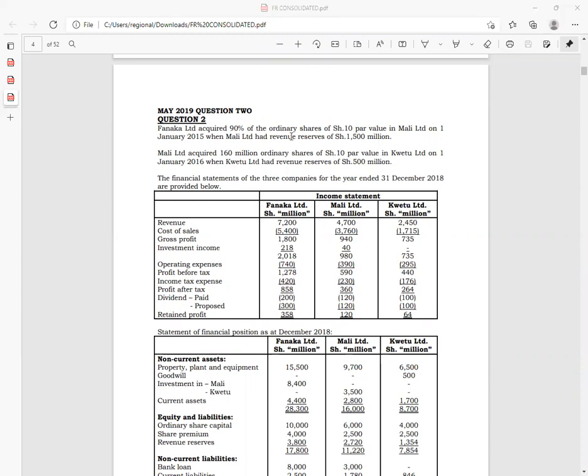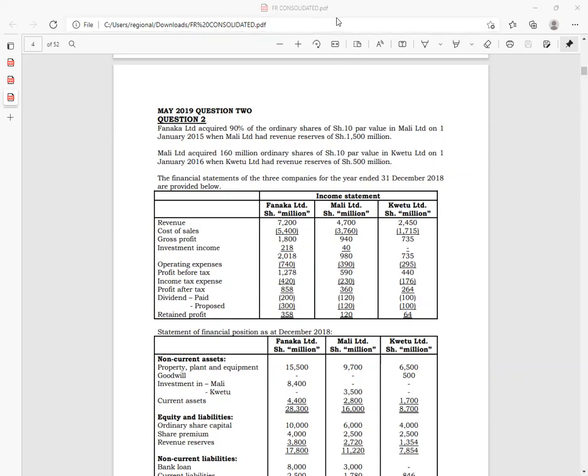So the most important thing is that we acquired quite a high stake in Mali, meaning straight away 90% is high, meaning that even without any further ado, I'll be able to mention right away that Fanaka here becomes the parent. Of course, Mali becomes who? A subsidiary. On 1st January 2015, when Mali had those revenues. We are told here that Mali Limited acquired 160 million ordinary shares of 10 par value in Kwetu Limited on 1st January 2016, when Kwetu Limited had revenue reserves of shillings 500 million.